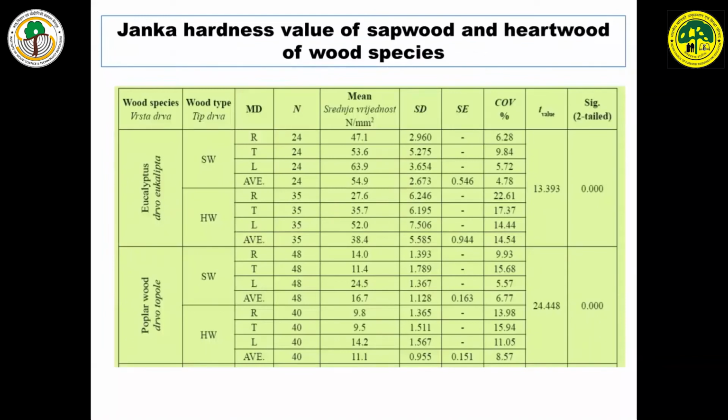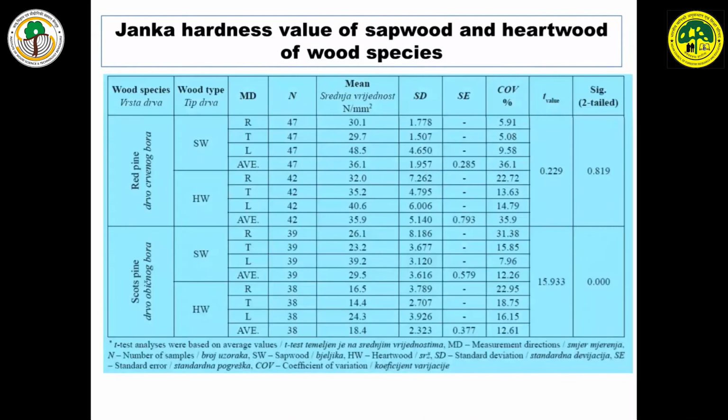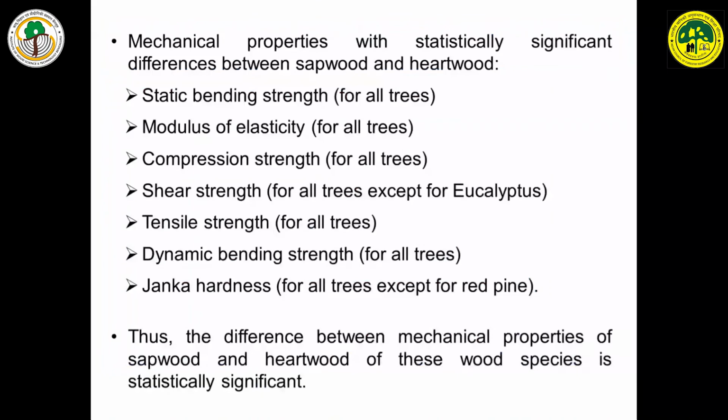woods. And these are the hardness values which have been seen here. There is also a significant difference in the case of radial, tangential, and longitudinal. The hardness can be determined in all three directions of the wood, and in most of the cases there is a significant difference, except in the case of red pine. There is not much difference. Otherwise, in the case of other pines, like Scots pine, there is a significant difference.